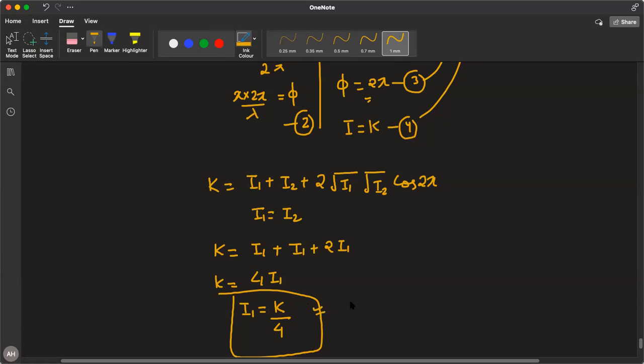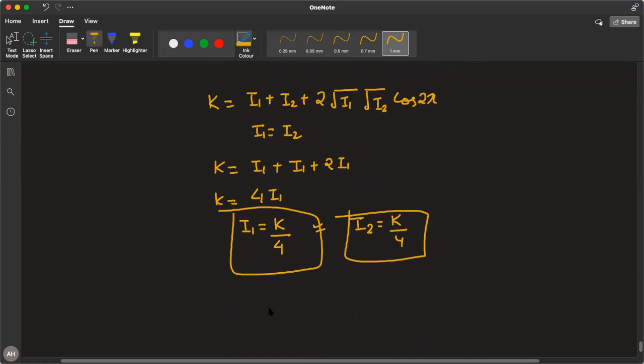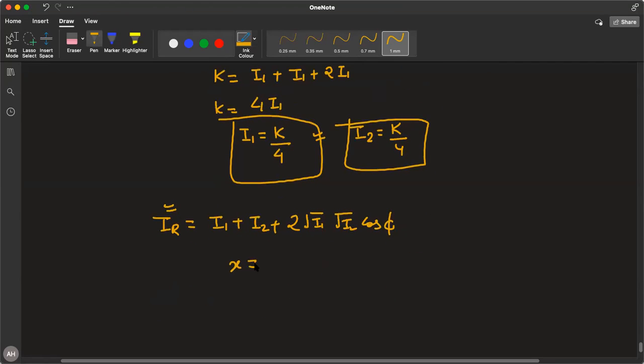Now, once you have I1, I2 is also equal to k by 4. So we get the value of I1 and I2. Now, he's asking to calculate the resultant intensity. Again, you use this relation I1 plus I2 plus 2 root I1 root I2 cos phi. You have to calculate this resultant intensity again, but now the path difference is not lambda. Now the path difference is lambda by 4. For this path difference, get the value of phase difference.